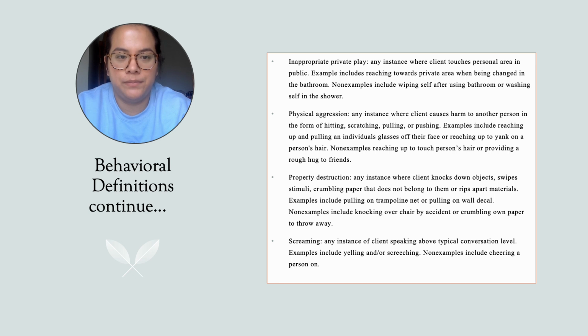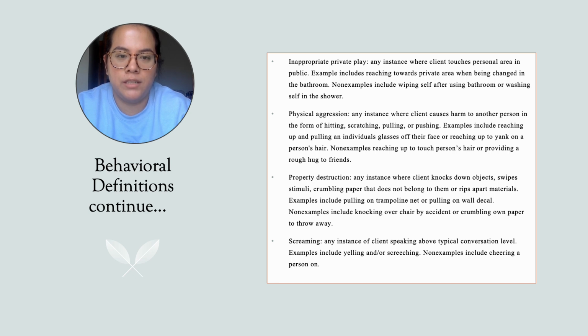For physical aggression, that is defined as any instance where the client causes harm to another person in the form of hitting, scratching, pulling, or pushing. An example of this is reaching up and pulling an individual's glasses off their face, or reaching up to yank on a person's hair. A non-example of this is reaching up to touch a person's hair or providing a rough hug to a friend.